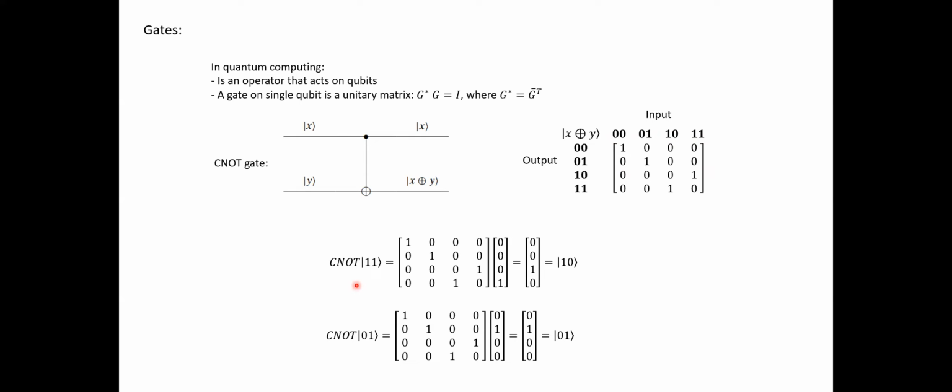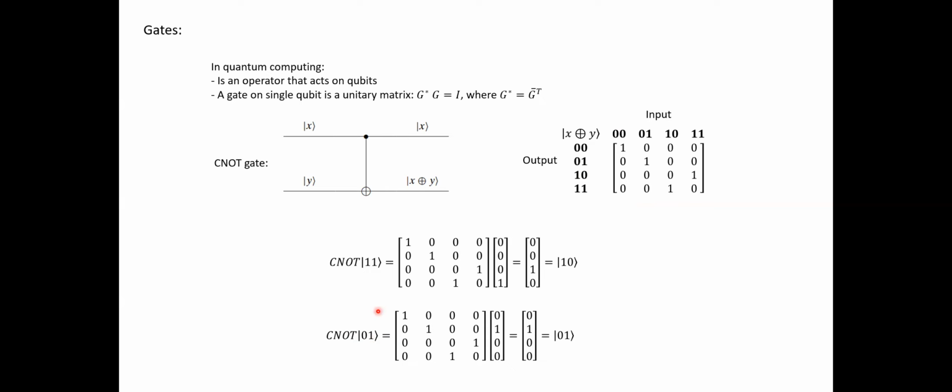So we can perform that operation for any state we have, like 1 1. This is the transform matrix, and this is the vector. So if we perform the operation, we get 1 0, similar to this table, and same for the second example.